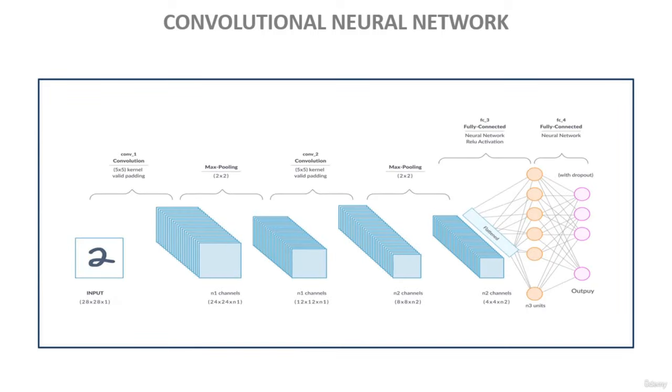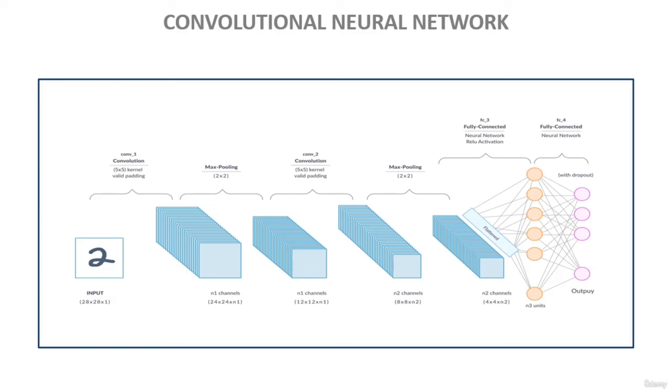Now, if you look at the architecture diagram of a convolutional neural network on the screen, we can see it has multiple layers that help in extracting information from an image. Let's spend some time to understand the various layers of a convolutional neural network, or CNN.